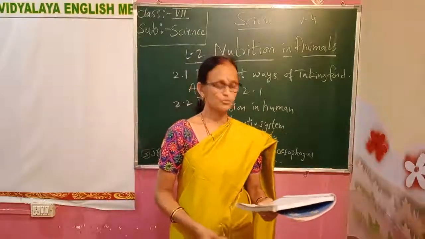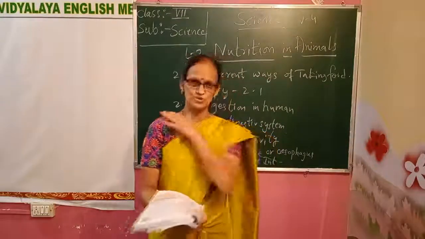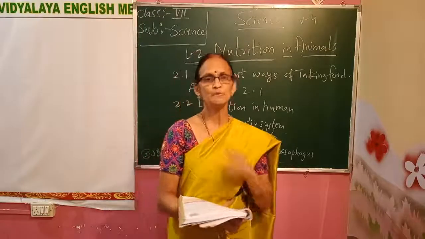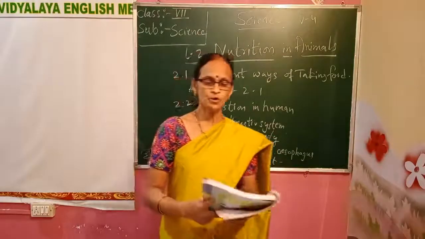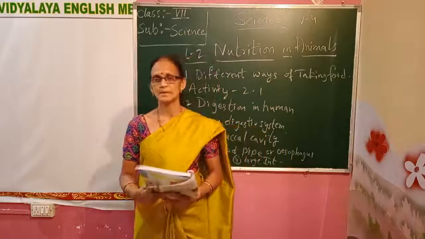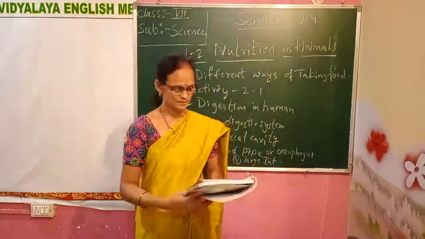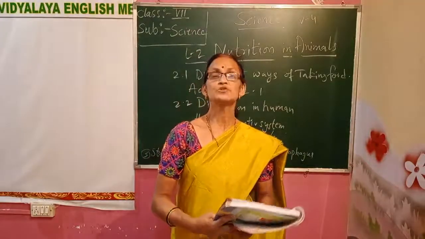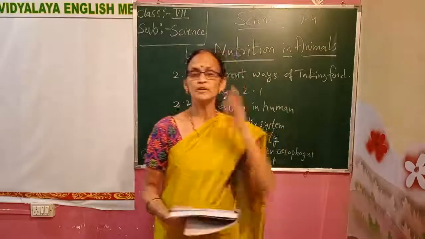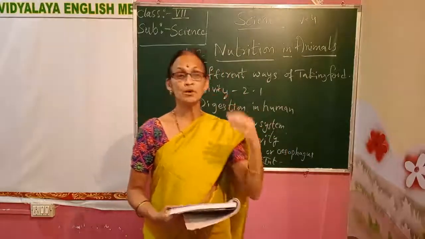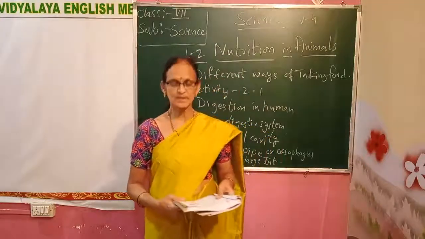The carbohydrates which animals take cannot be used directly. They have to be broken into small pieces or a fine paste, and then only they are ready to use. This breaking down of food into simpler substances is called digestion.